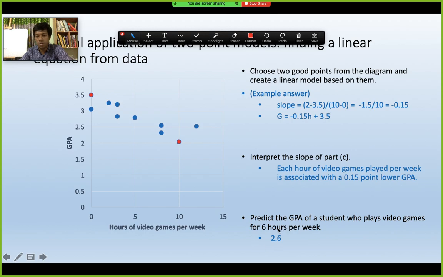Even if it is not 6 hours, if it is 8 hours, 3 hours, or 5 hours, we can just put the value here, put the value here, and get the answer from this given value. So we can easily find the answer this way when we get the model. So the model actually helps us this way.